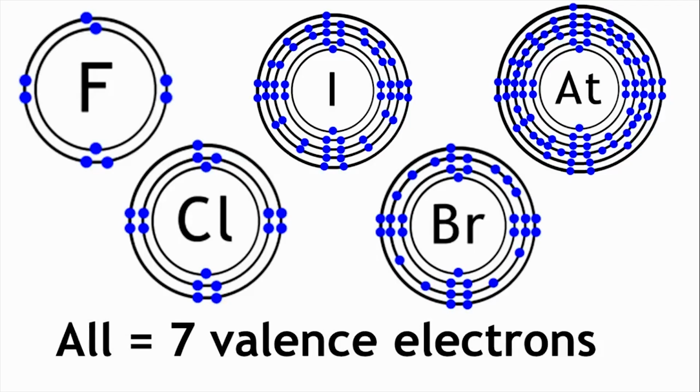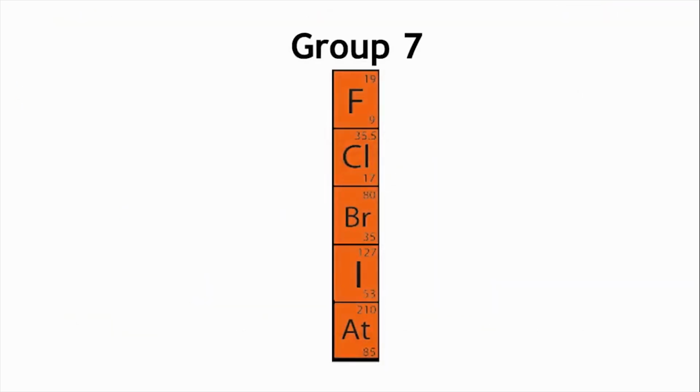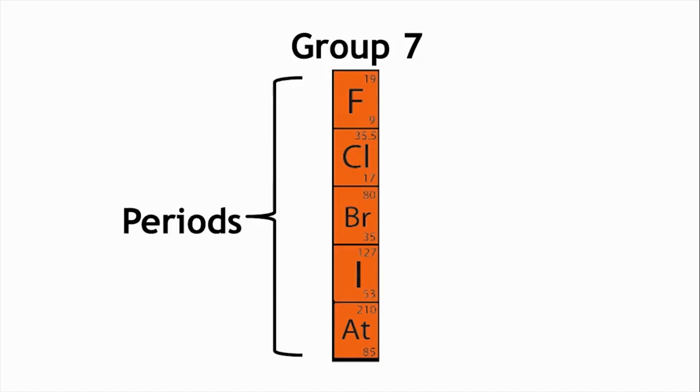The properties show a gradual change going down the group as we go from period to period. So, if we look at group 7 again, we can see that they are each in a different period in the periodic table, telling us that each element in this group has its outer electrons on a different shell.